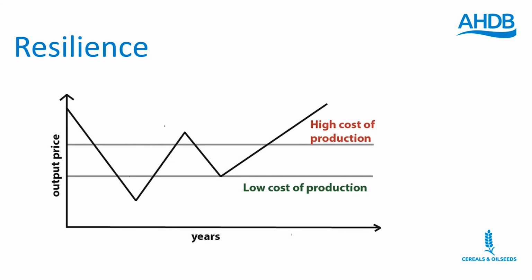When you think about it, those with the lowest cost of production are the ones that are the last to stop making money as prices drop. When prices rise again, they're the first to start making money.